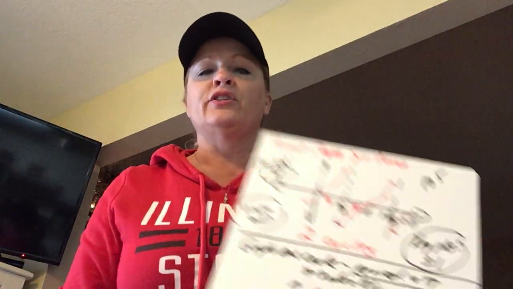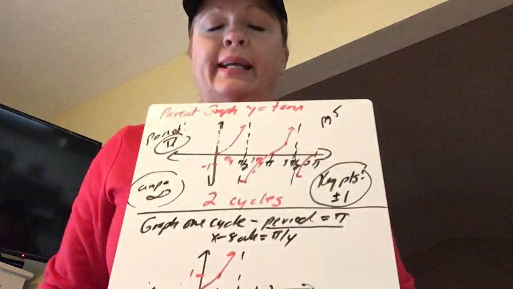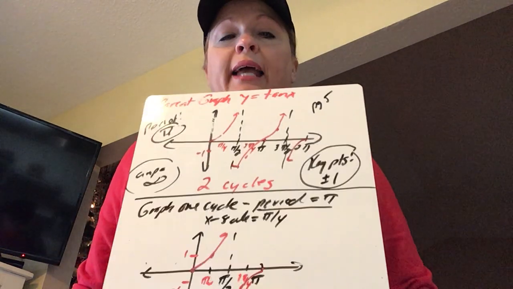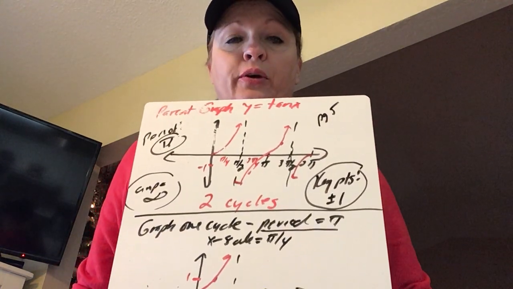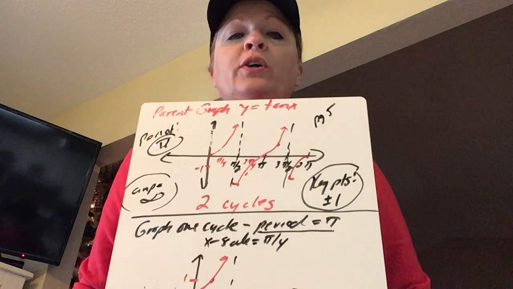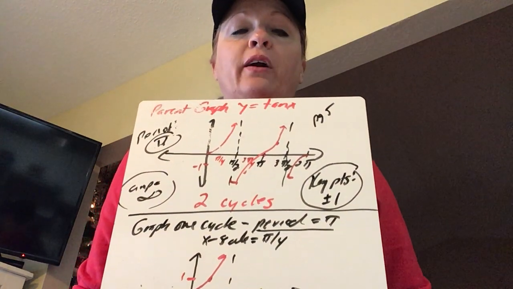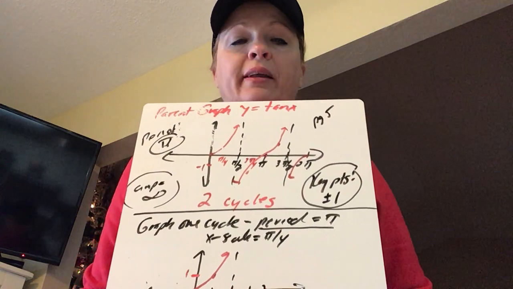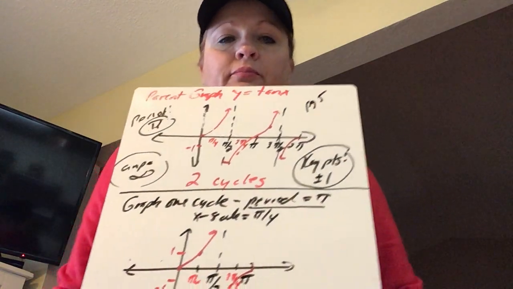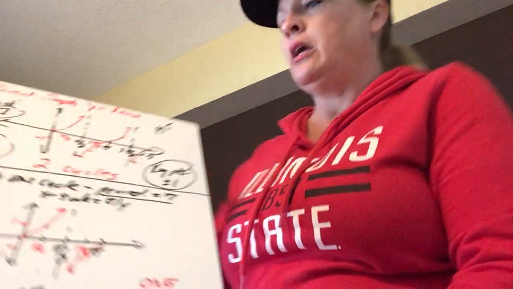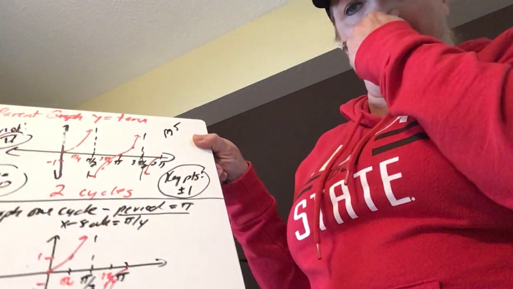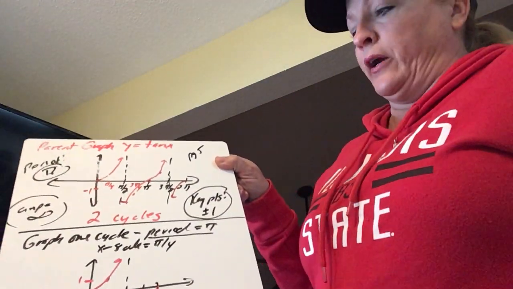Hi. So today we are going to work on tangent and cotangent and graphing transformations of those equations. So what you need to do first is let's go to your tangent and cotangent parent graphs. They're on page 5 and page 6. Okay, so let's look at page 5 with the tangent parent graph.